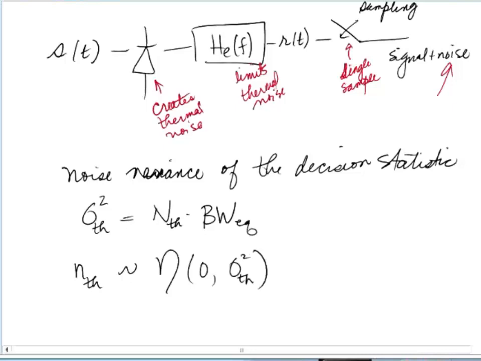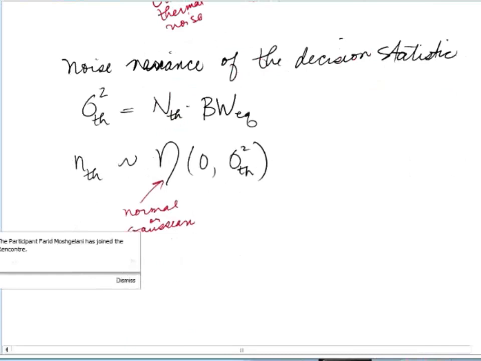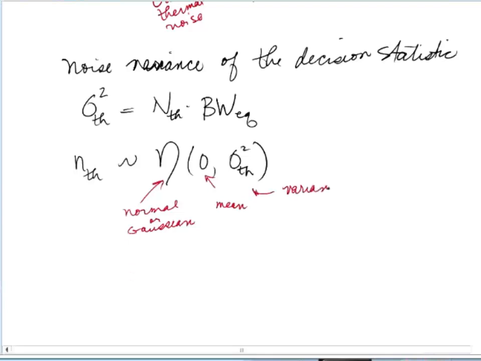So this is a notation I will be using. This script N refers to normal or Gaussian. The first argument is the mean. The second argument is the variance, and the little tilde means is distributed as.